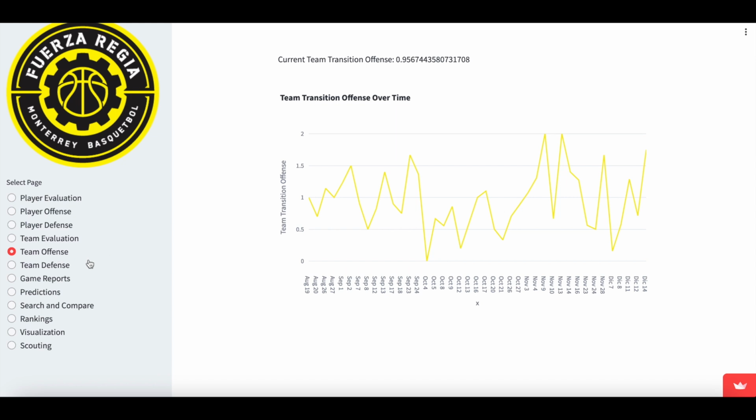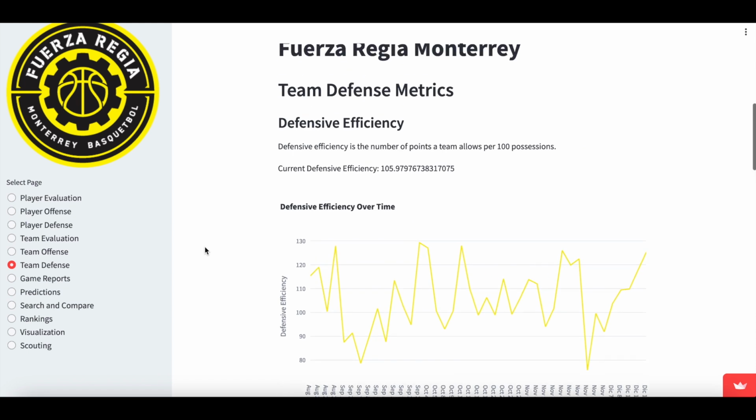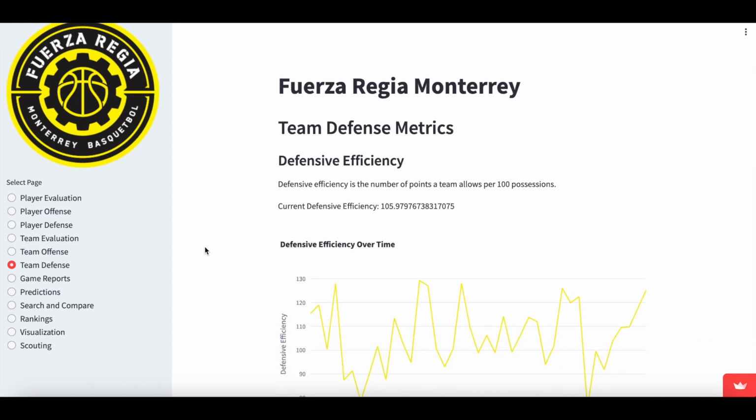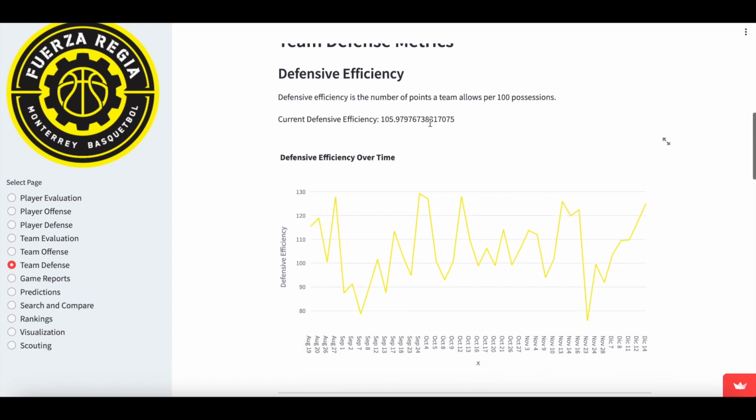And our last section for team performance is team defense. Here also we display defensive efficiency, which would be the same as defensive rating in the case of individual players. So defensive efficiency is the number of points a team allows per 100 possessions. And we show the team's current defensive efficiency, also represented with a line graph.